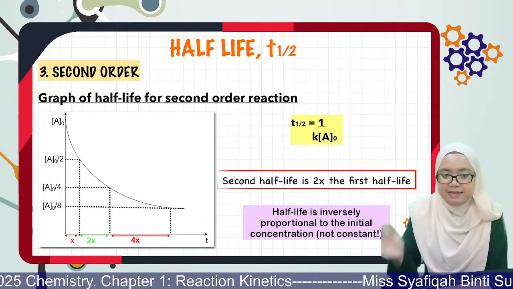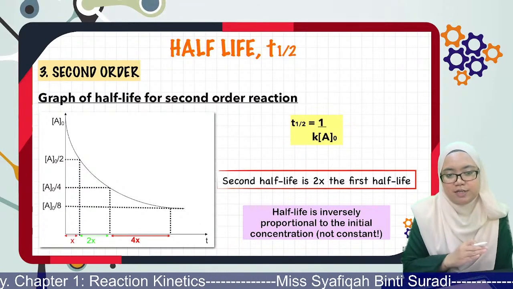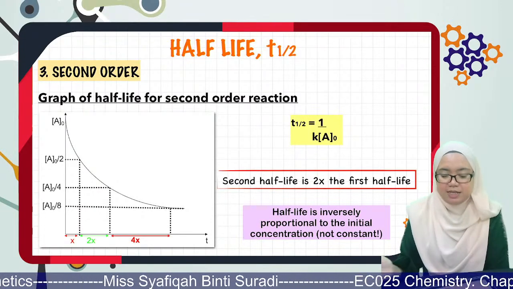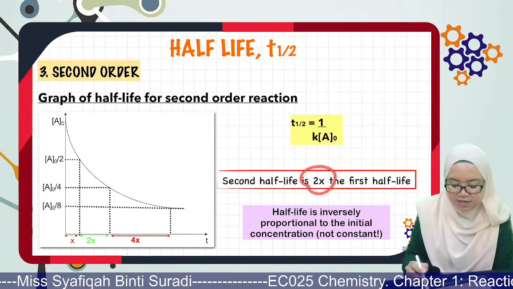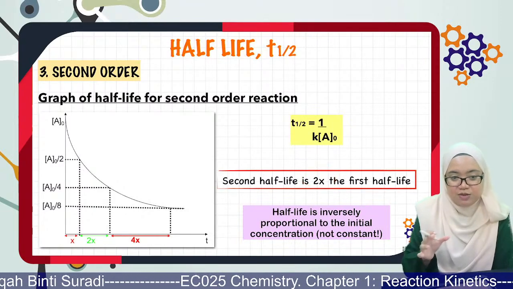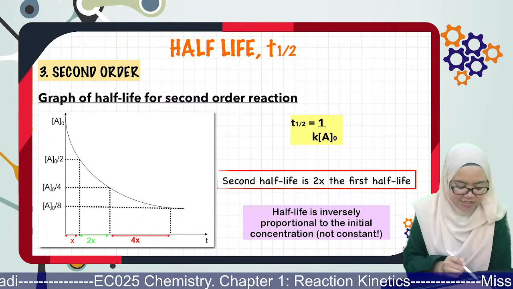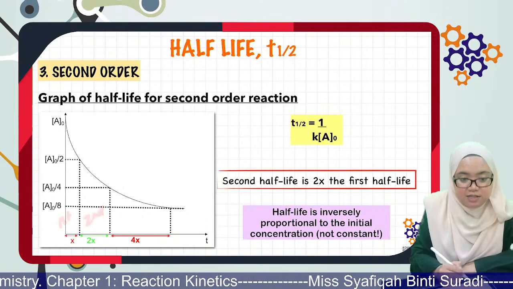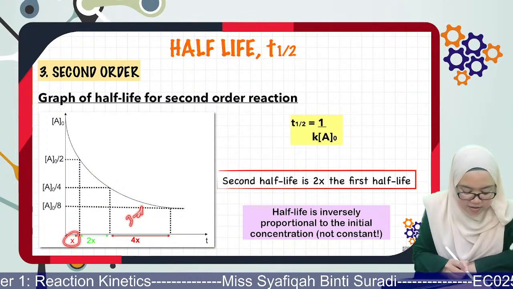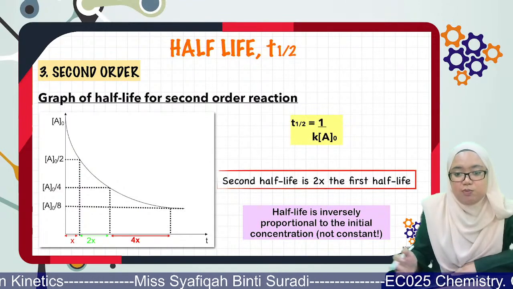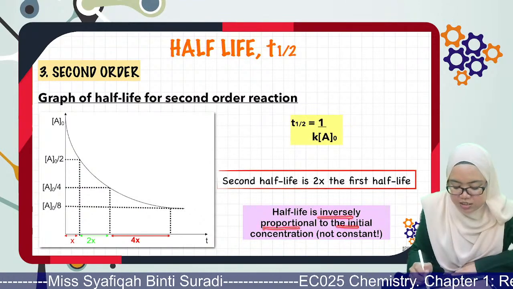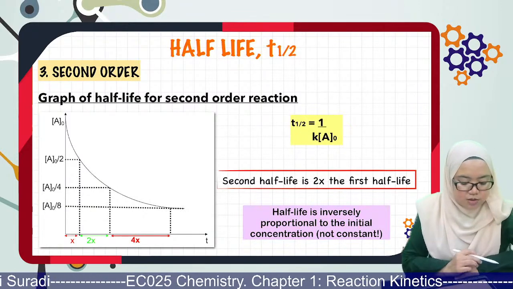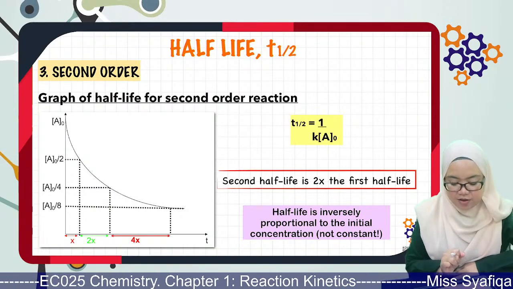Okay, so beza dengan first order tadi, untuk second order, half-life dia tak constant. Means that dia punya second half-life 2 kali ganda first half-life. Dia punya third half-life dia 2 kali ganda daripada 2 kali ganda tu, faham tak? Macam ni. Ini X, okay, ni first half-life dia. So this is the second half-life, this is the third half-life. So dia makin lama makin meningkat 2 kali ganda lah. Okay, so dia punya half-life ni is inversely proportional to the initial concentration and it is not constant lah. Alright, so ini untuk second order reaction punya half-life.